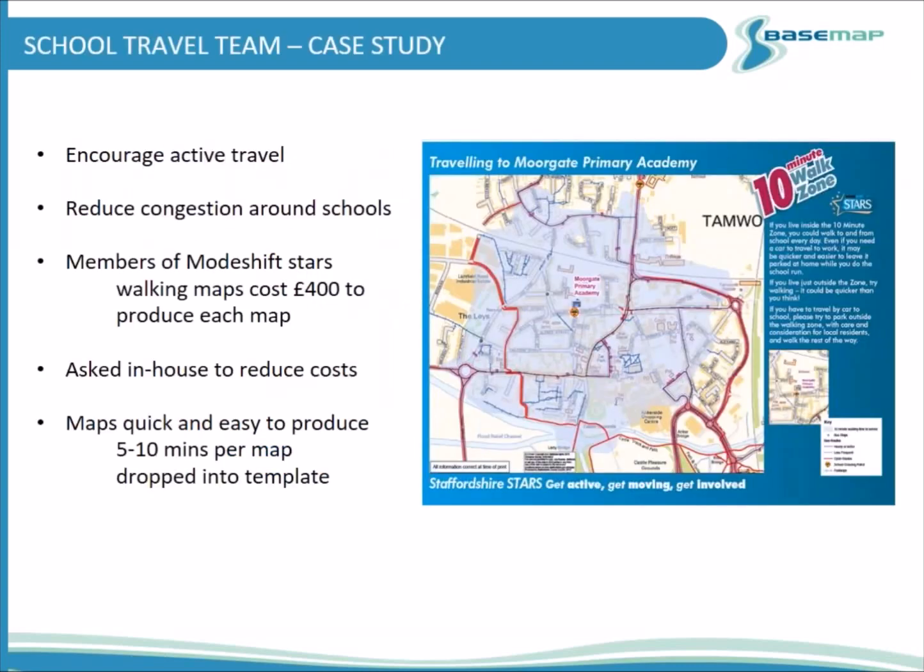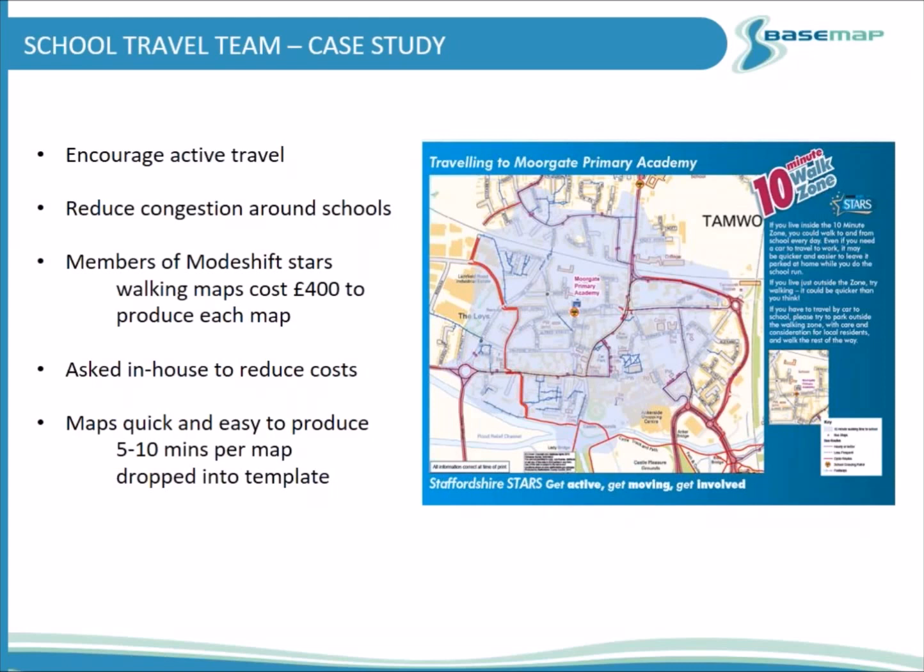So then also what happened in Staffordshire is they started getting some good work of doing this. They found other ways in which they could use the software as well. The school travel team went to a conference called Mode Shift Stars, and they have a need to reduce congestion around schools at peak time, and also to encourage active travel.